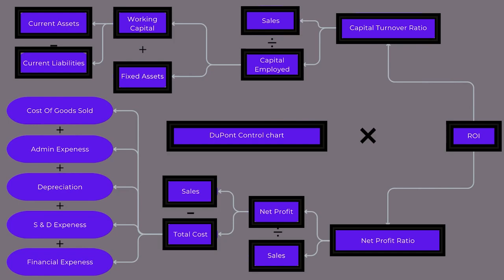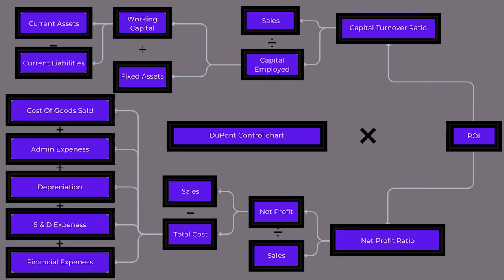And total cost comprises these five things, that is cost of goods sold plus administrative expenses plus depreciation expenses plus selling and distribution expenses plus financial expenses. So first item, what is COGS? That is cost of goods sold. It is the total of all direct expenses for producing goods.